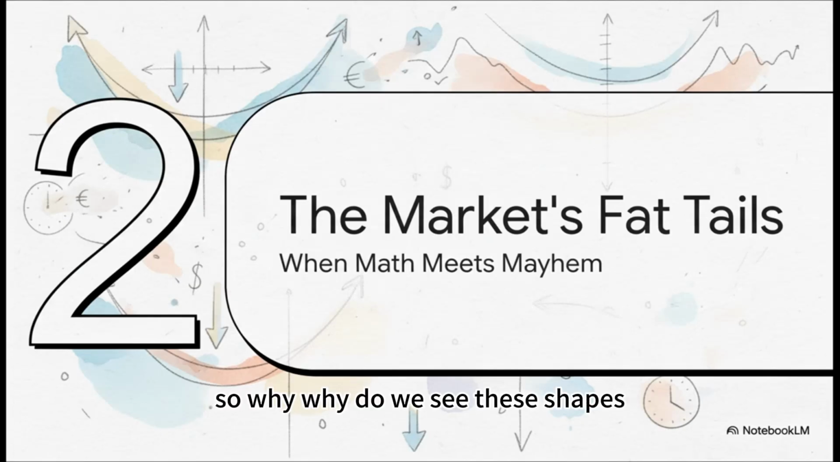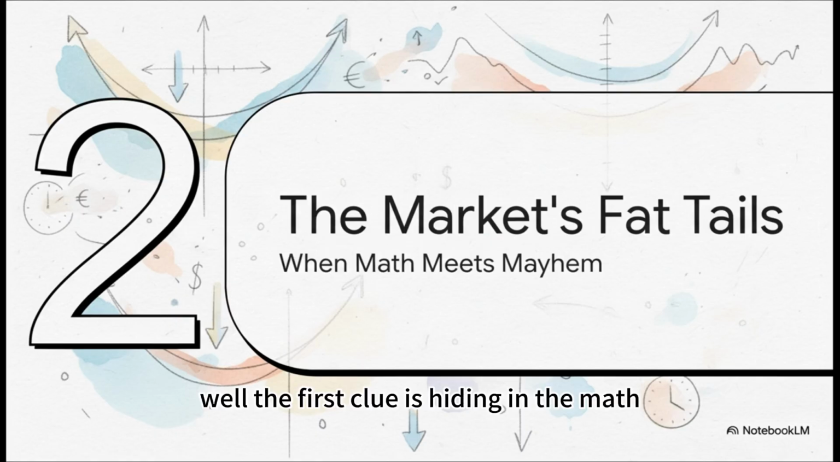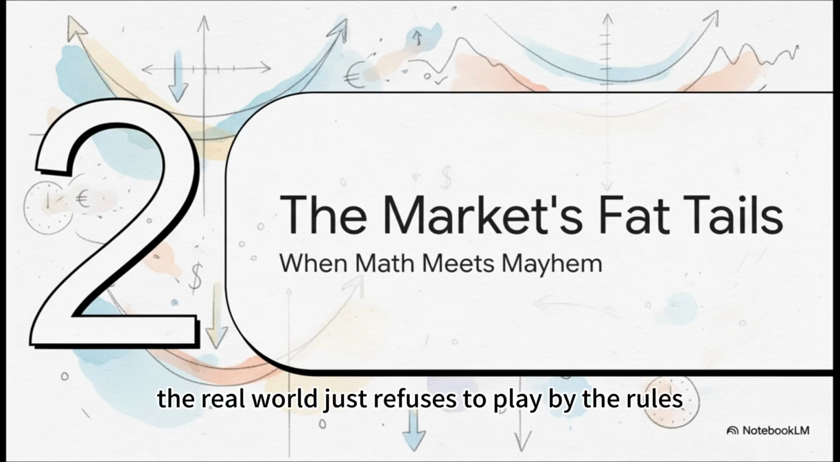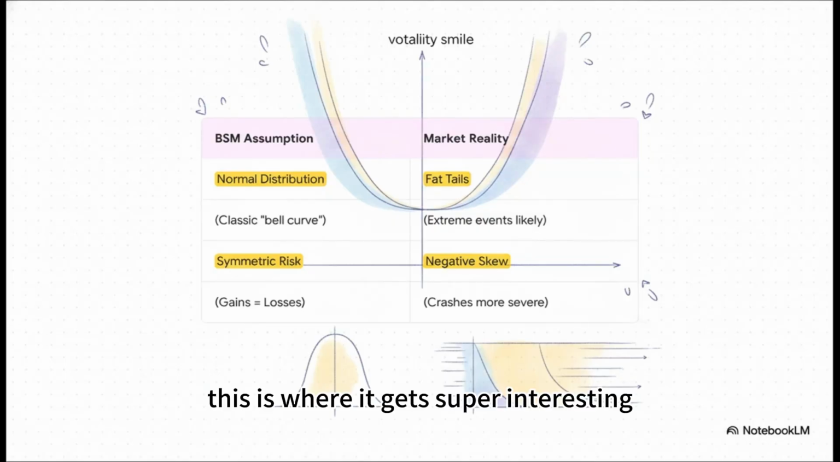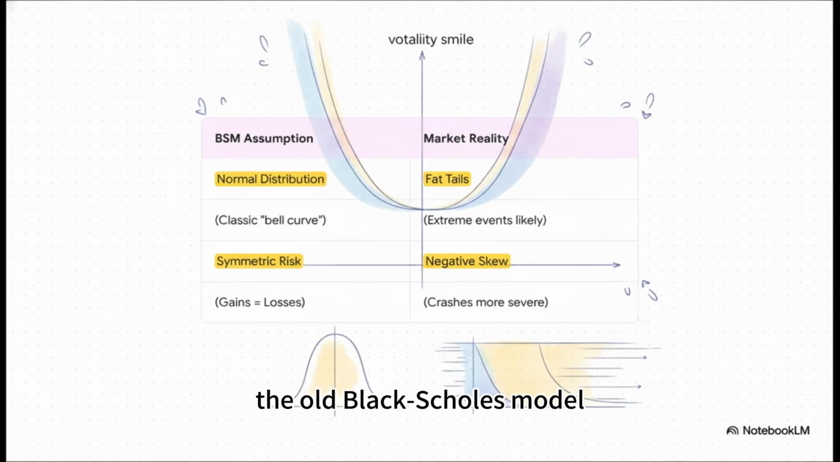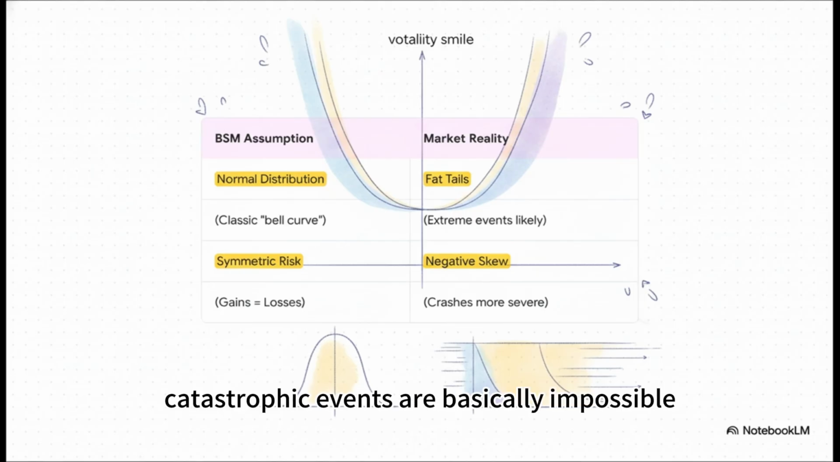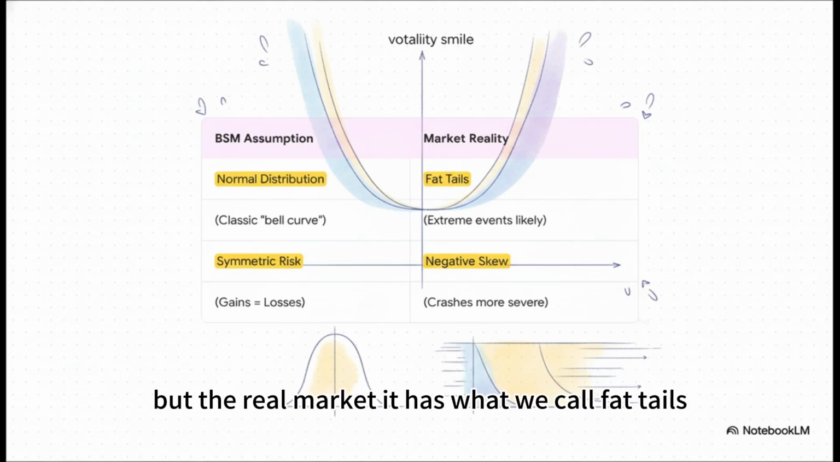So why? Why do we see these shapes? Well, the first clue is hiding in the math. It all comes down to how the real world just refuses to play by the rules of that perfect little bell curve. This is where it gets super interesting. The old Black-Scholes model imagines this tidy little world, a perfect bell curve where crazy catastrophic events are basically impossible. But the real market has what we call fat tails.